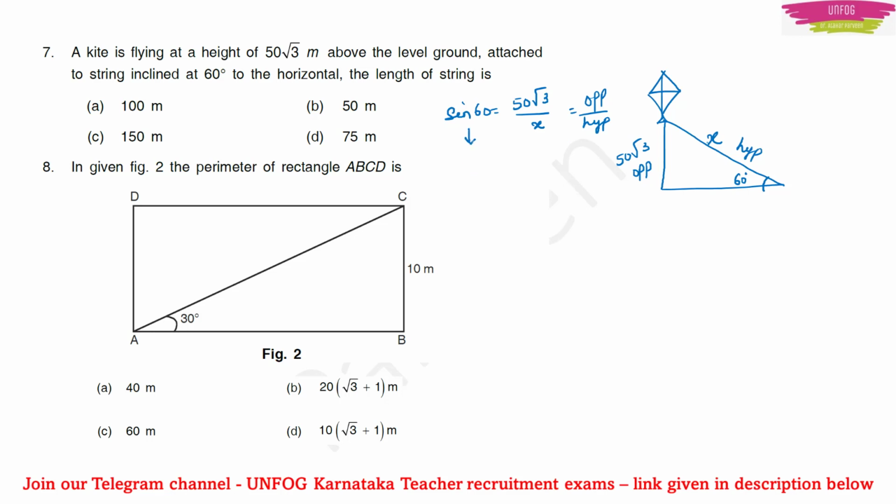So what is sine 60? Sine 60 is root 3 by 2. On the right hand side you have 50 root 3 by x. So this and this will get cancelled and x will be equal to 100. Correct? So 2 will go here and x will go there. So this will be 100 meters. So option A will be the correct answer. Okay.